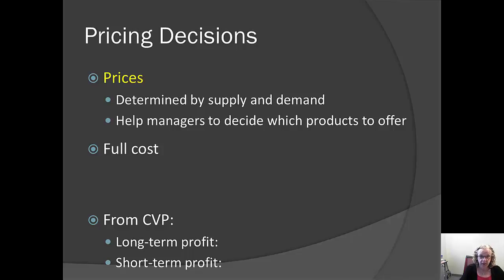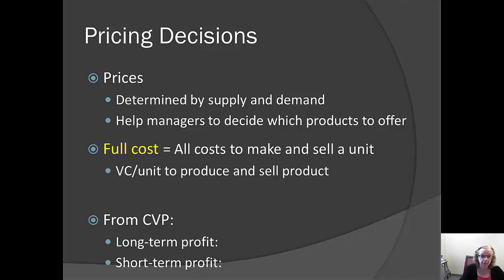One way to think about pricing is to consider full cost. We discussed this concept in a previous chapter, and we said that it includes all costs involved in making and selling a unit. That would include all of the production costs, the marketing and administrative costs. Ultimately, in general, our product prices must cover all of the costs that we incur, or we can't be profitable.